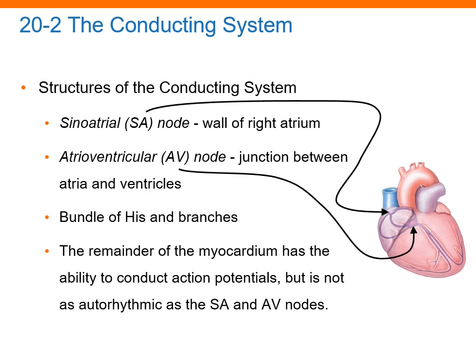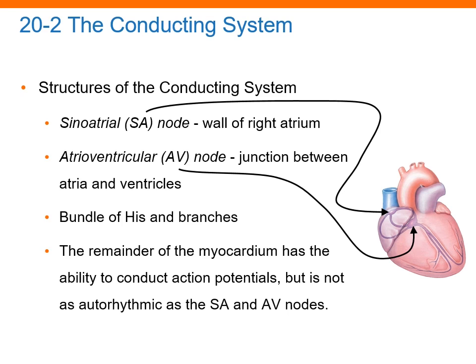So again, to review, the main structures of the conducting system are the SA node, that's in the right atrium. The AV node is between the atria and the ventricles. Bundle of His and the branches are below that. And then the remainder of the myocardium has the ability to conduct action potentials, but is not as autorhythmic as the SA and the AV nodes.